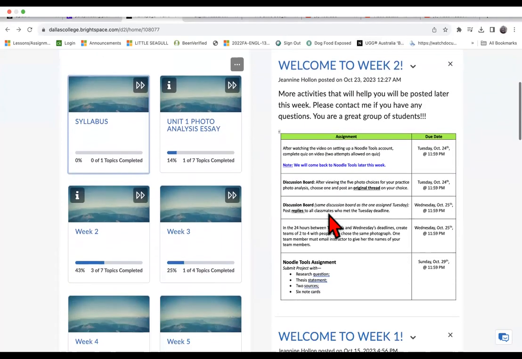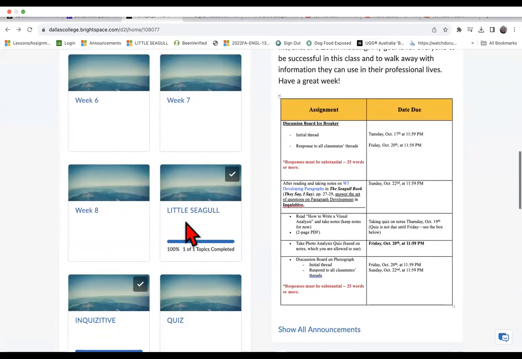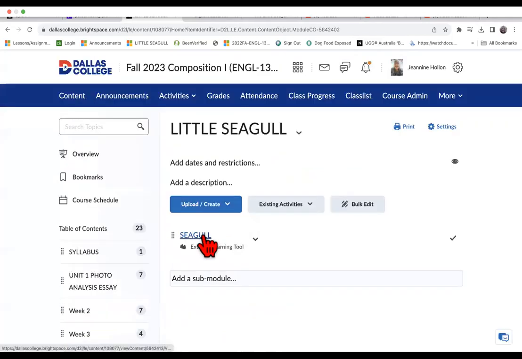Okay, we are on week 3 now, but I'm not going to go to it. I'm going to first go down to where you will find your paraphrasing mini lesson. And it's on Little Seagull. So let's click on that. Click on it again.